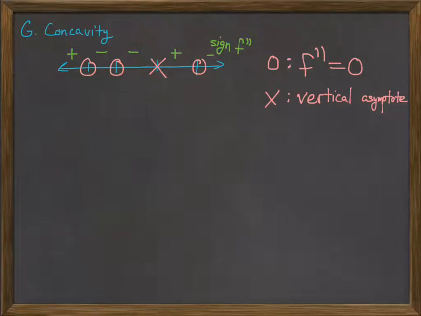And wherever the sign of the second derivative is positive, it's concave up. Whenever the second derivative is negative, it's concave down.